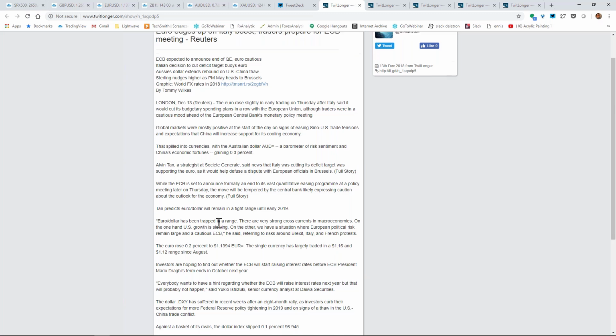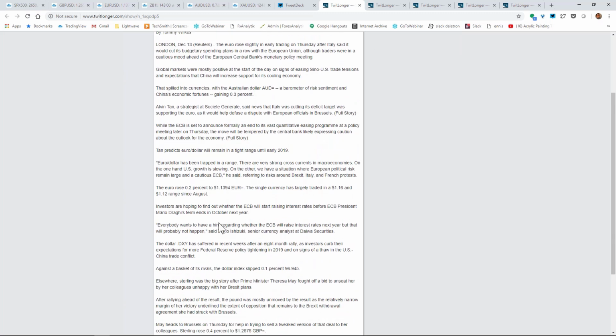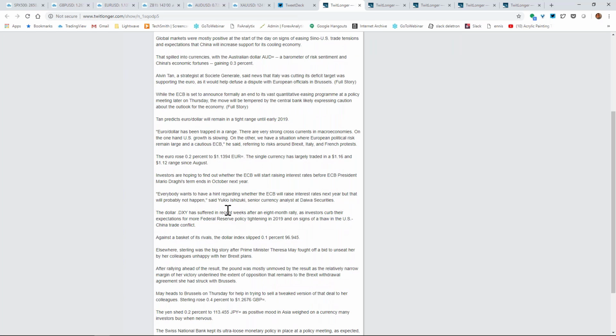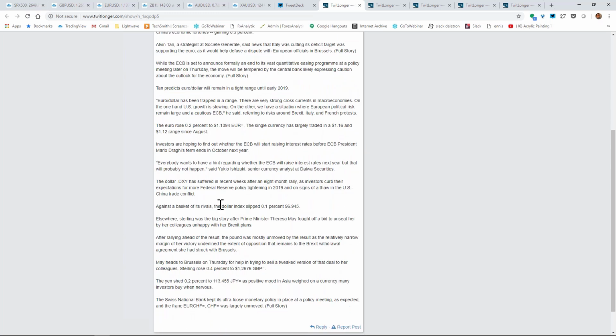Investors are hoping to find out whether the ECB will start raising rates before ECB President Mario Draghi's term ends in October of next year. Everybody wants to have a hint regarding whether the ECB will raise rates next year, but that probably will not happen, said Yukio Ishizuki. The dollar index has suffered in recent weeks after an 8-month rally as investors curbed their expectations for the Fed policy tightening in 2019.